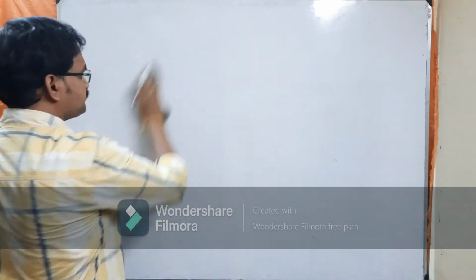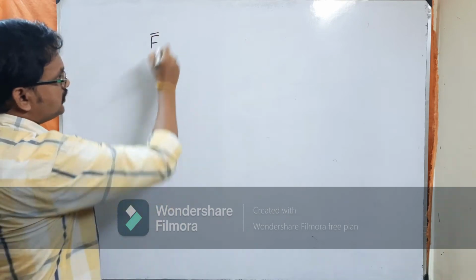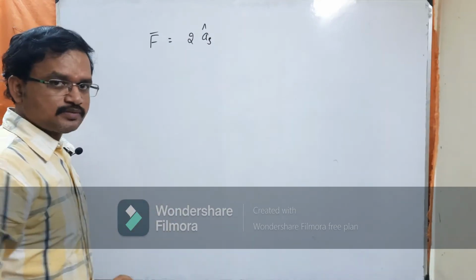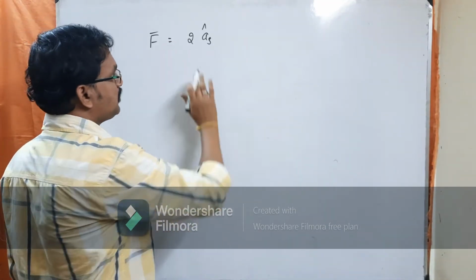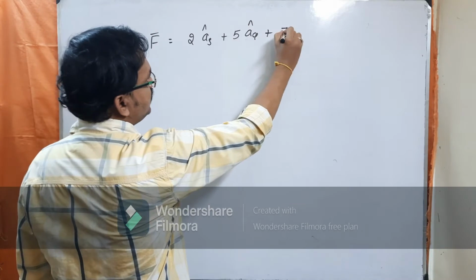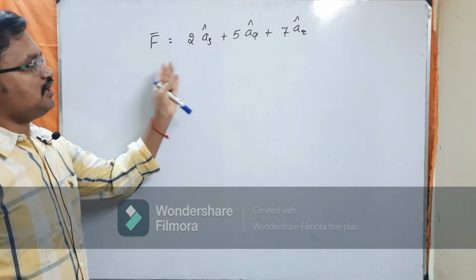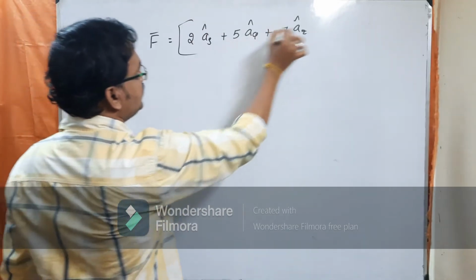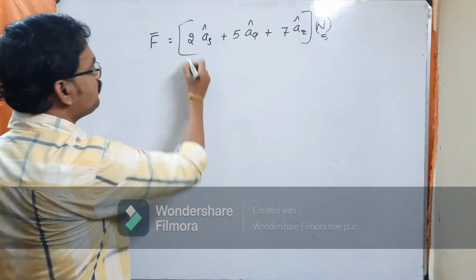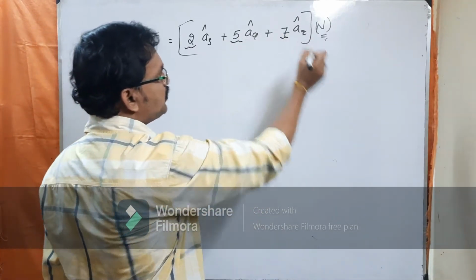Now suppose I represent a force vector in cylindrical coordinate system. I can represent it as 2 a_rho cap, this is the rho component, plus 5 a_phi cap plus 7 a_z cap. This is how I can represent a vector in cylindrical coordinate system. Its units are nothing but Newton. So the units of the rho component is Newton, the units of the phi component is also Newton, and the units of the z component is also Newton.